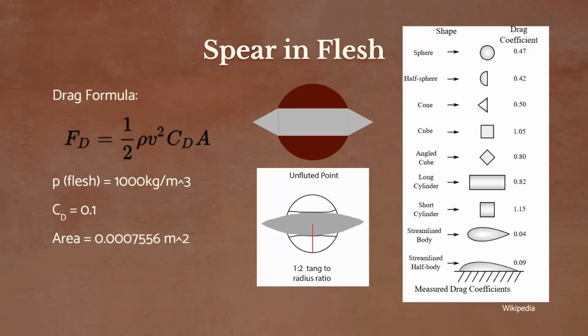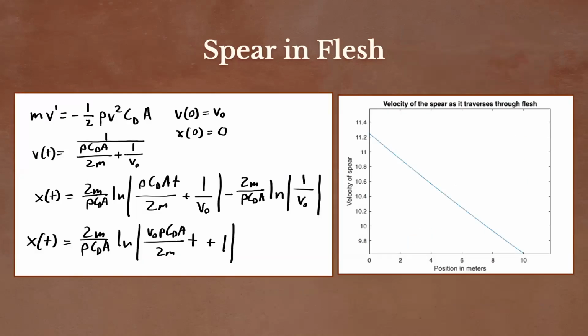To model the spear inside the flesh, we used drag formulas and assumed that the flesh behaves like a fluid. We found the average density of flesh to be 1,000 kilograms per cubic meter, and we estimated the coefficient of drag to be 0.1 based off the chart on screen. We also found the cross-sectional area of the spear to be 7.566 centimeters cubed. We used differential equations to model the velocity and the position of the spear inside the flesh, and we found that the decrease in velocity due to the drag was very small, almost negligible.